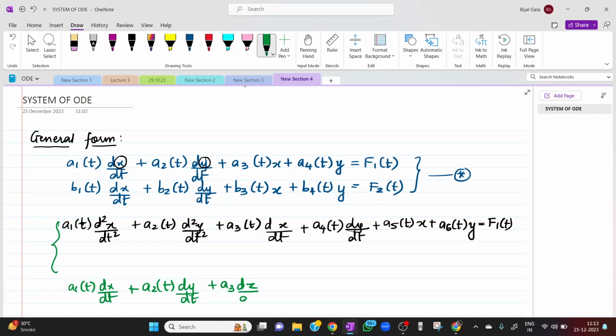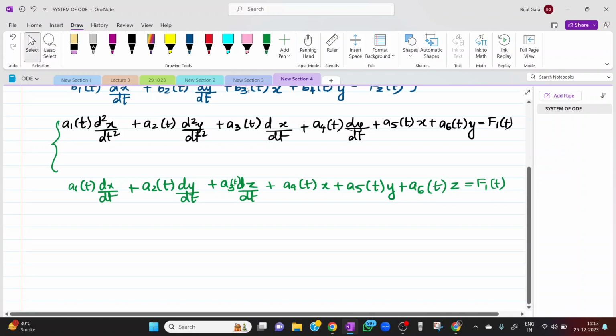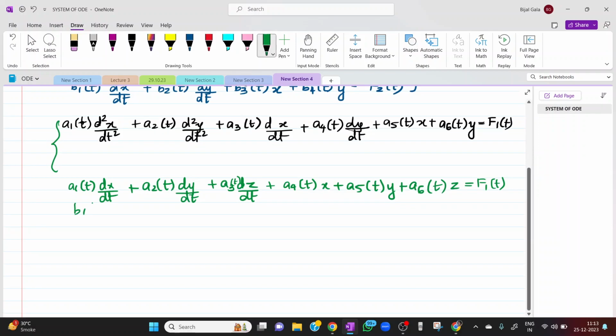Now we'll have one more dependent variable, say z. A3 is again a function of t. And like that you will have a total of three equations here. You'll have one with B1, the other one with C1. I hope you're understanding this, students.